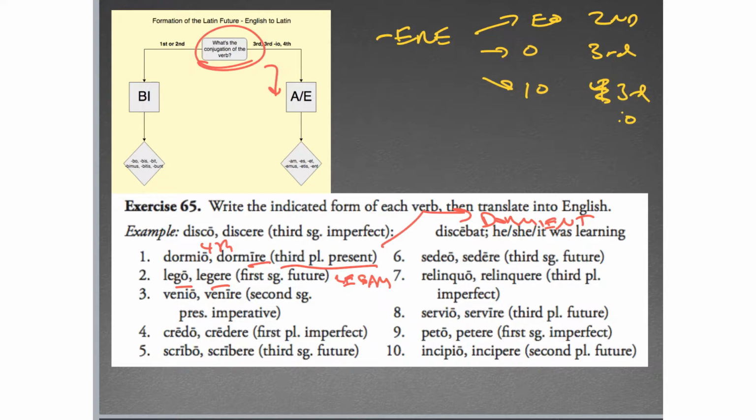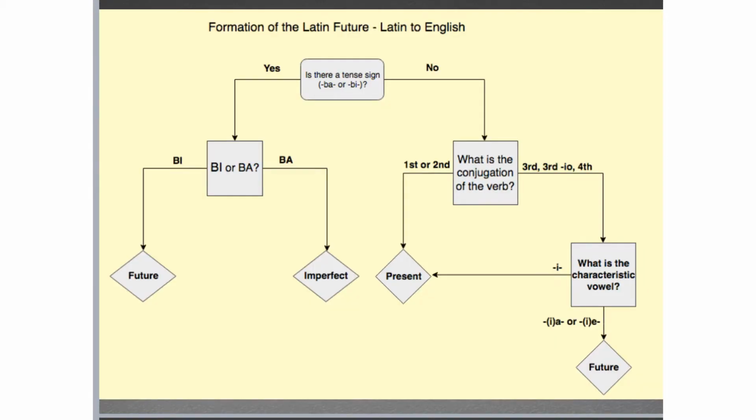All right, so if you have an ERE form in the second principal part, the way you tell those apart, and yes, the third conjugation is short and the second conjugation is long, but let's assume for the moment there aren't long marks involved, you go to the first principal part to tell those apart. So EO is the second conjugation, O is the third conjugation, and IO is third IO.